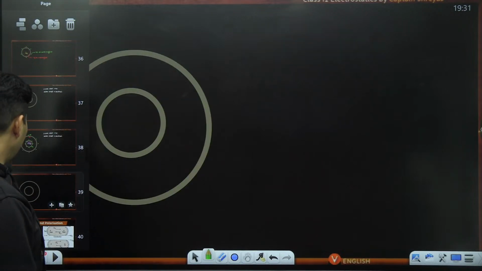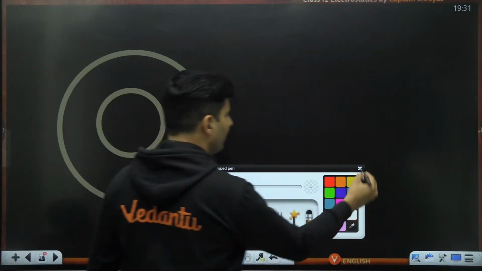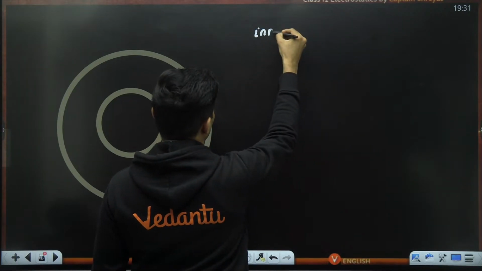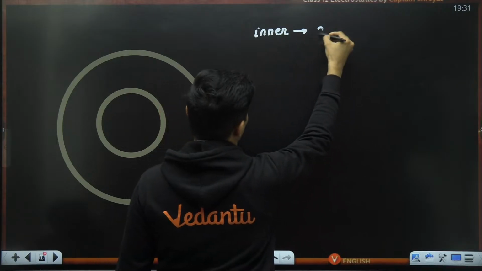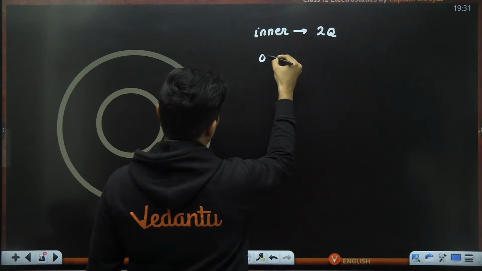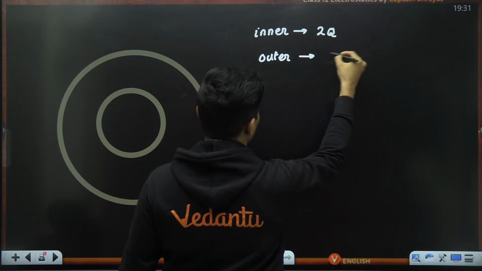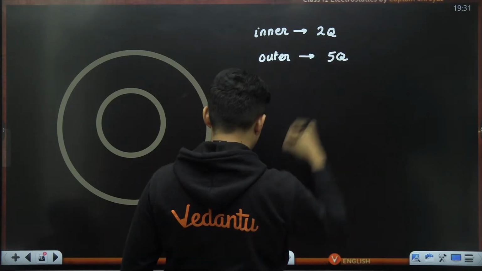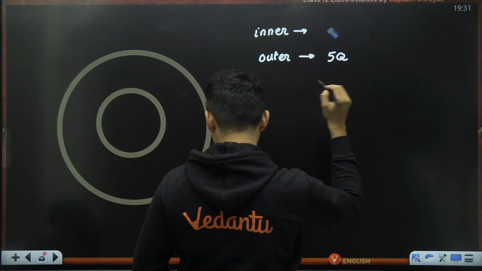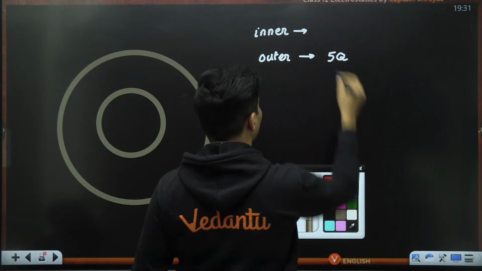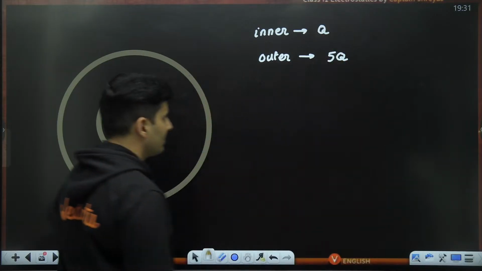Sir, but what if it is given that the inner shell has a charge of 2Q, and the outer shell has a charge of, let's say, 5Q? Or the inner shell has Q and the outer shell has 5Q. Sir, what in that case?